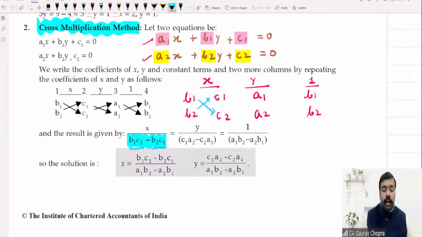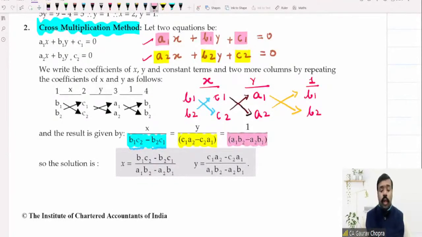Similarly, for y, again we do the cross multiplication: c1 a2 minus c2 a1. And for the constant, again we do a1 b2 and then a2 b1. So we have just done the cross multiplication.